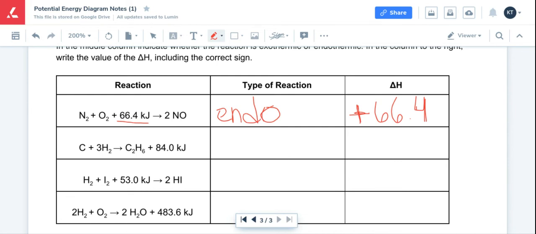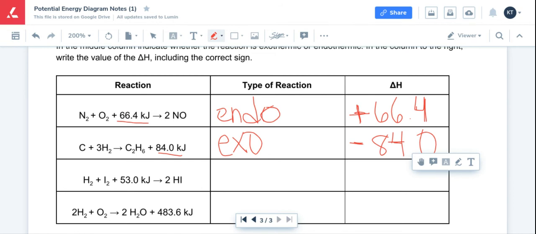Okay, hopefully you didn't have too much trouble with those. The second example here is an exothermic reaction because heat is a product, it's being released, and its delta H would be negative 84.0 kilojoules. And a lot of times people get confused here because they see the negative and then they say, well, it's plus 84 in the reaction. But remember, in a reaction, the plus sign means in addition to, or and.